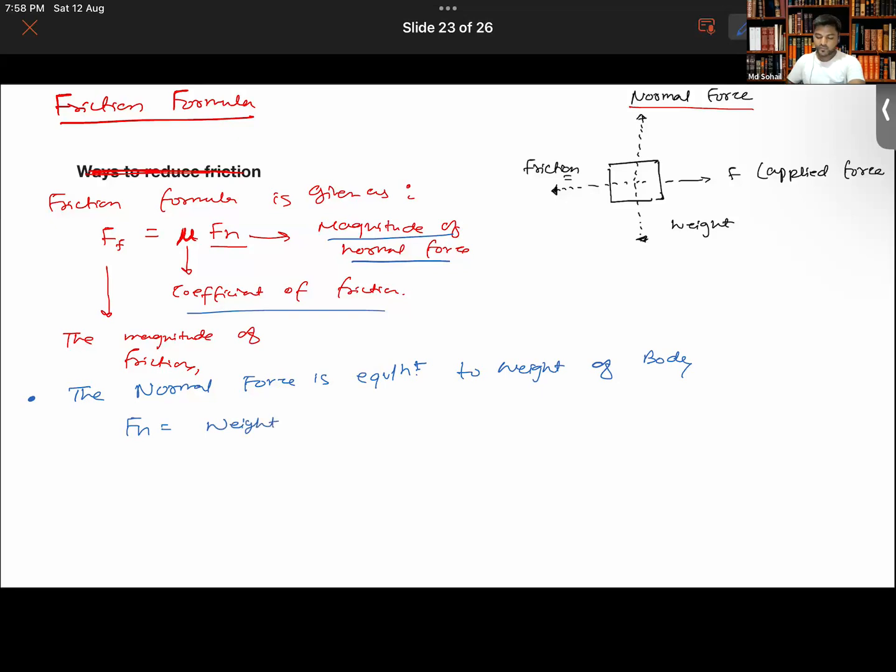And how do we calculate weight, guys? Any idea? Mass into gravity. Yes, sir. That is how we calculate weight. Hence, that is the reason why weight varies.